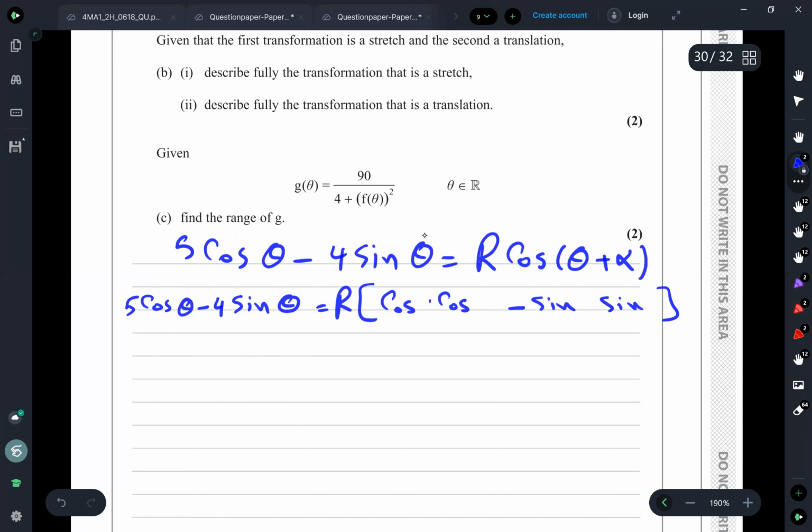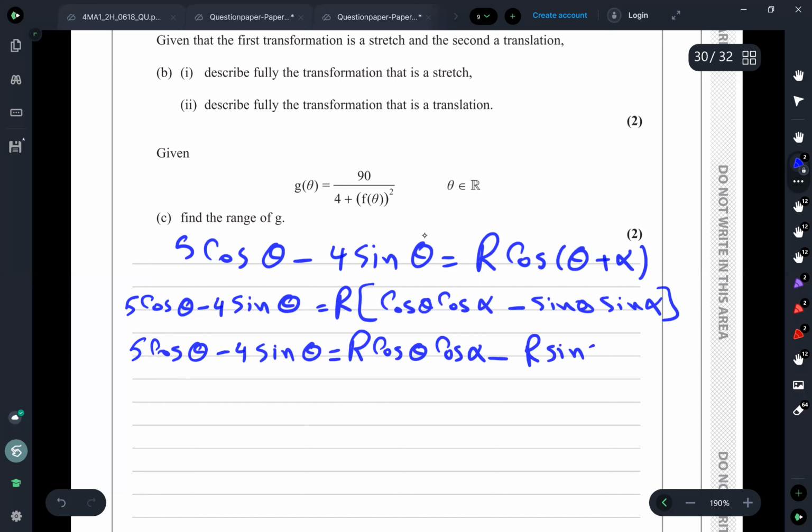Use the same order: theta, alpha, theta, alpha. Don't forget, in case of cosine, the sum of two angles will be minus. Then multiply by r. So 5 cosine theta minus 4 sine theta is equal to r multiplied by cosine theta cosine alpha minus r sine theta sine alpha.